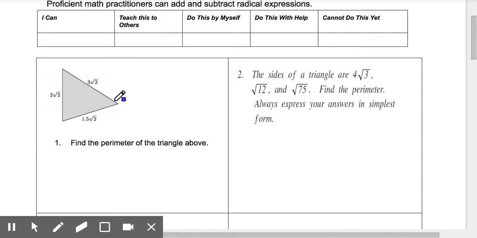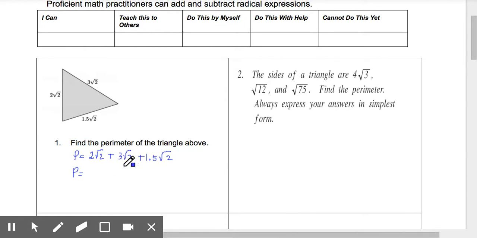Let's find the perimeter of the triangle above. The sides of the triangle are 2 square root of 2, 3 square root of 2, and 1.5 square root of 2. Perimeter is the distance around the figure. So to find the perimeter, we are going to add 2 square root of 2 plus 3 square root of 2 plus 1.5 square root of 2.